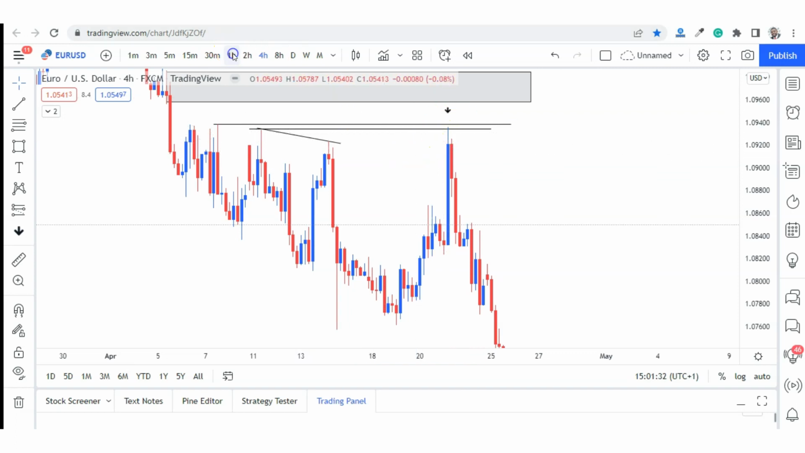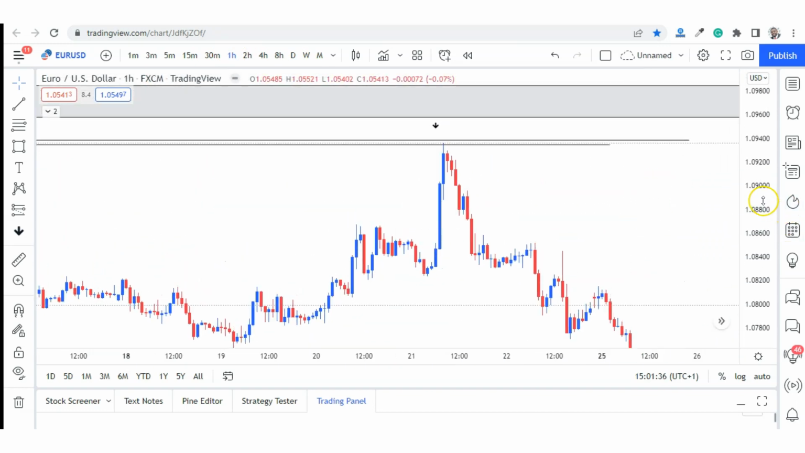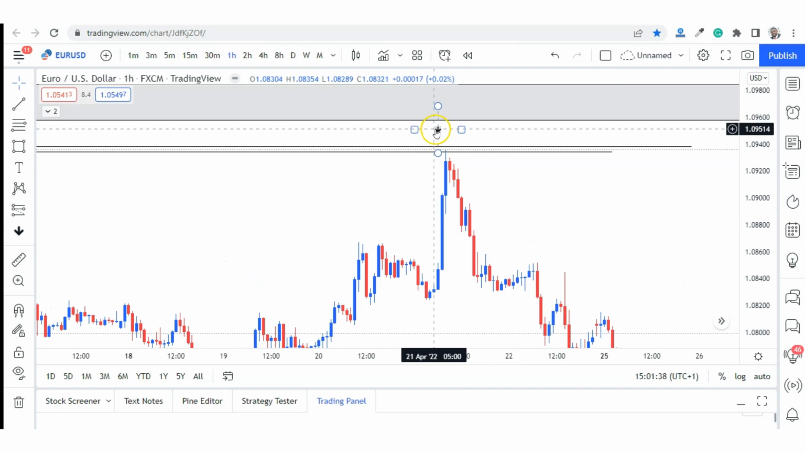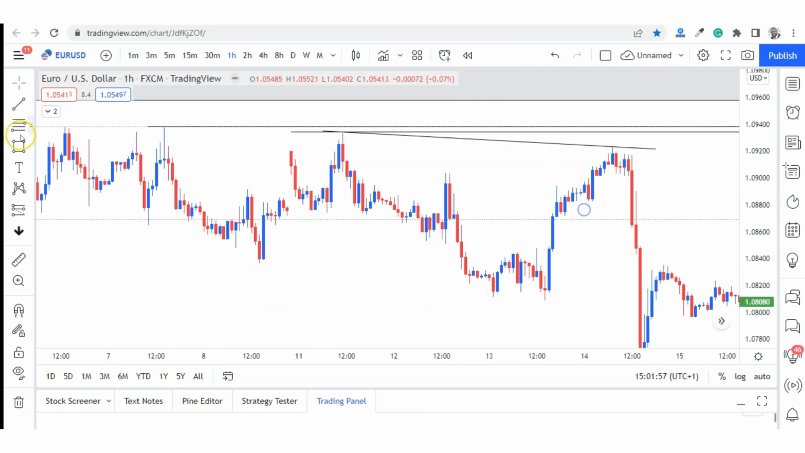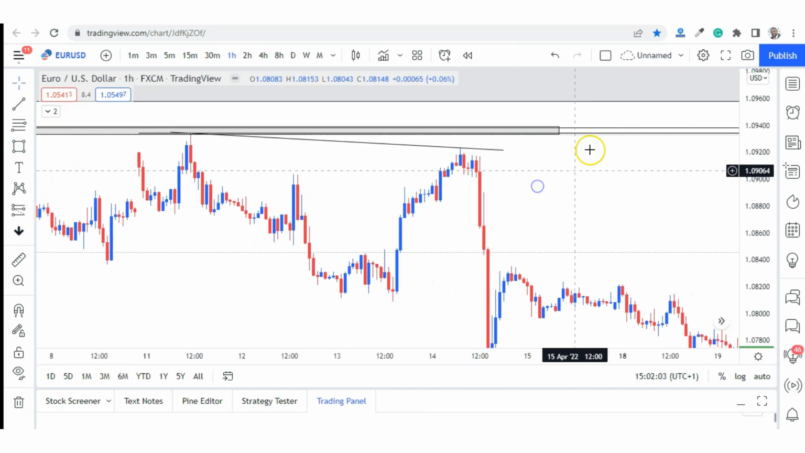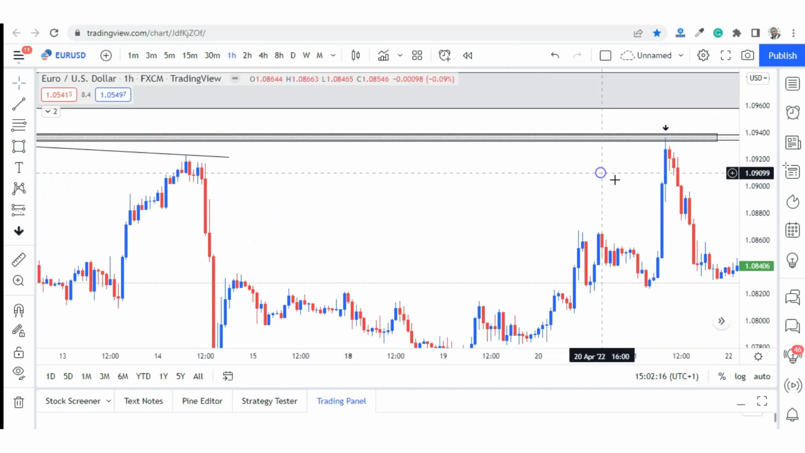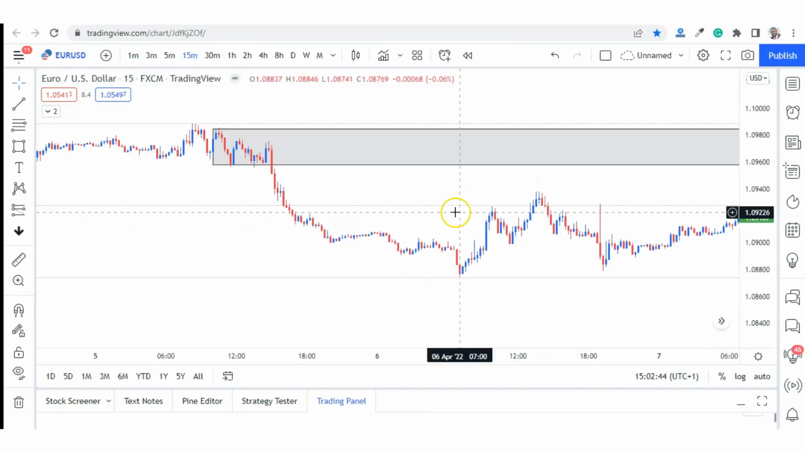If you look at your 1 hour, this took place. So now this was the POI. There's a POI here in the 15 minutes that I was tracking. We're going to go to the 15 minutes very soon, because there's a different way I entered this market, but I want to show you how he entered.